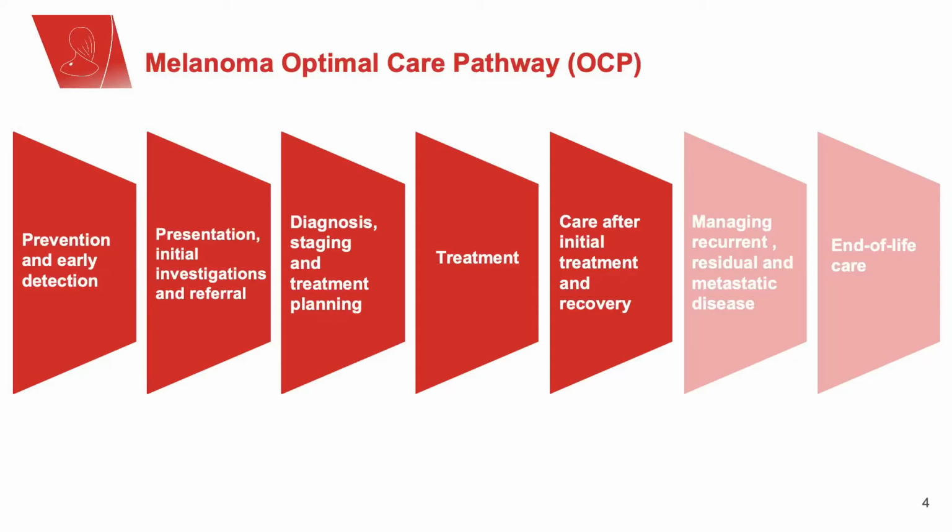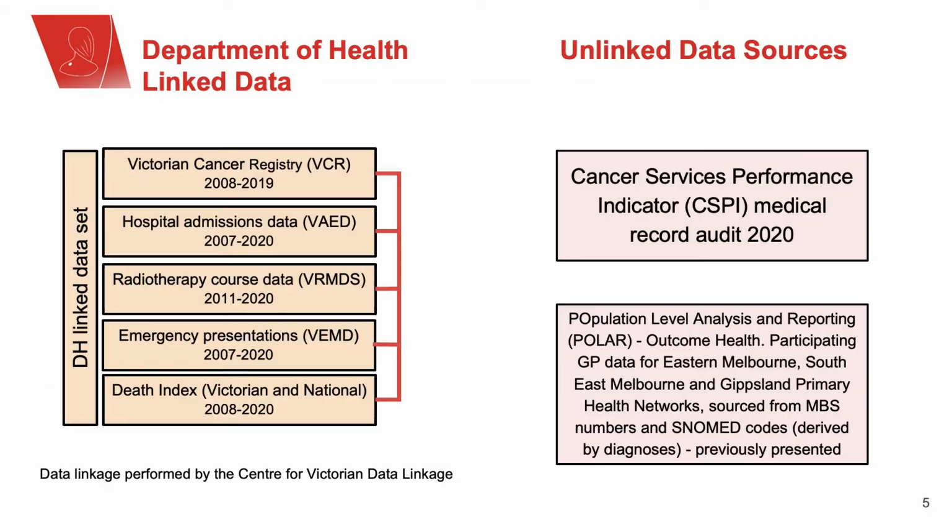So this is the various points of the optimal care pathway. Initially, we'll talk about prevention and screening. The data sets are via the linked data sets from the Department of Health, the Victorian Cancer Registry, hospital admissions, radiotherapy, emergency, and the death index, and also unlinked data sources, as you can read.